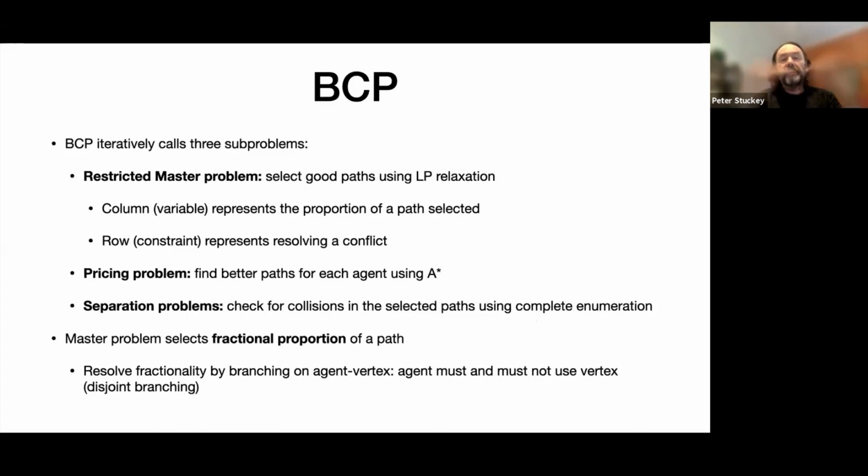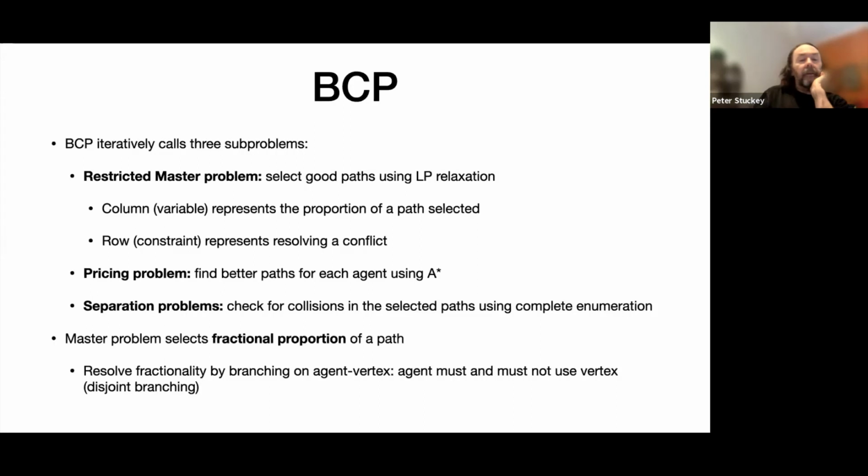And the row represents the conflicts that we've added, and they're all satisfied in the LP solution. Then we look at the pricing problem. We try to find better paths for each agent using A*. Well, actually, typically we'll do the separation problem first. We'll check if this selected set of paths actually have collisions in some other locations that we haven't thought about, we haven't added constraints for. We'll add that back in, resolve the master until we finally find a solution to that. And then we'll solve the pricing problem saying, okay, for each agent, is there a better path I could add which would give me a way of improving the current LP solution.